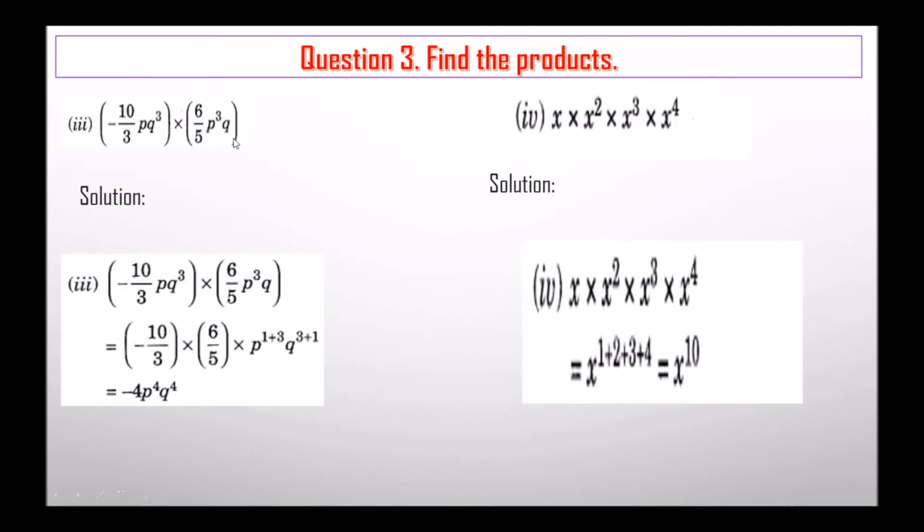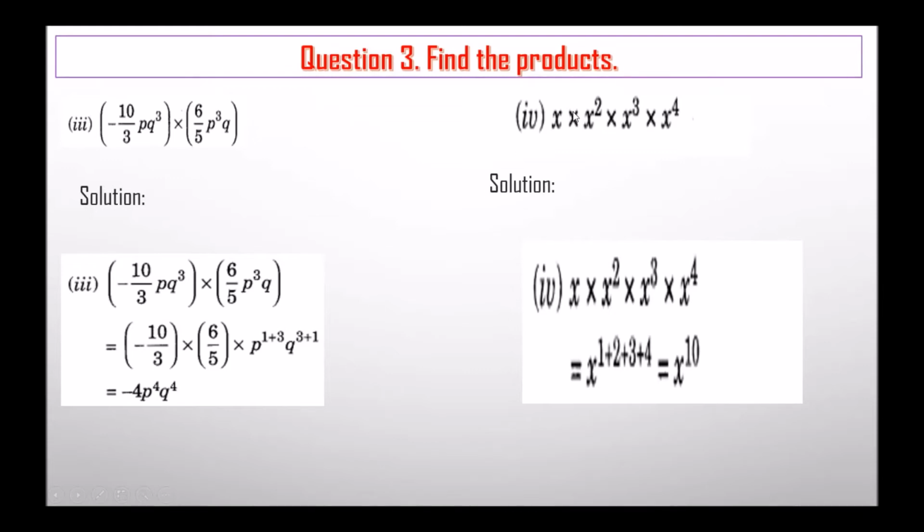Next, minus 10 upon 3 pq cube into 6 upon 5 p cube q. So minus 10 upon 3 into 6 upon 5 into p 1 plus 3, q 3 plus 1. So we cut this 3 and 6, 5 and 10. So we will get minus 4 p raised to 4 q raised to 4.